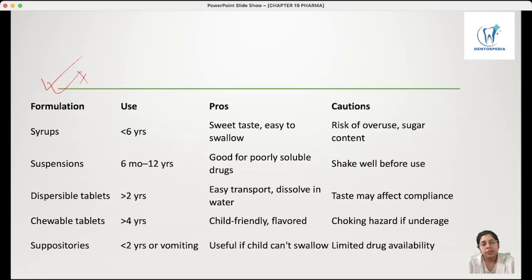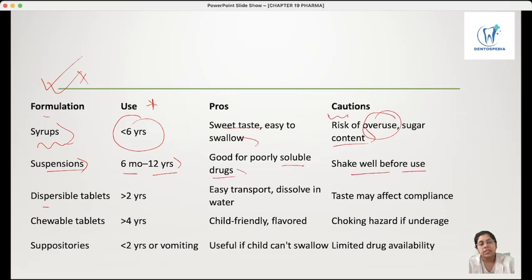Now, what are the formulations? For syrup, you can give to a child less than 6 years of age, and pros are the sweet taste, easy to swallow. What are the risks? Risk of overuse, and sugar content is also there in a syrup. Suspension, you can give 6 months to 12 years of age, good for poorly soluble drugs, shake well before using. Dispersible tablet, you can give more than 2 years of age, easily transportable, dissolves in water. Taste may affect the compliance, the child may not like the taste.